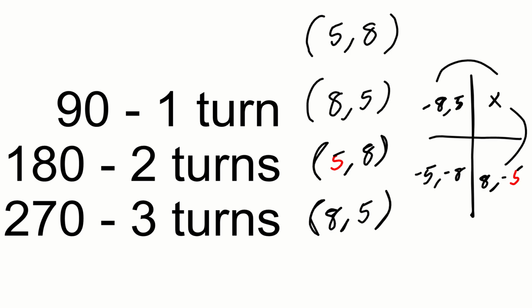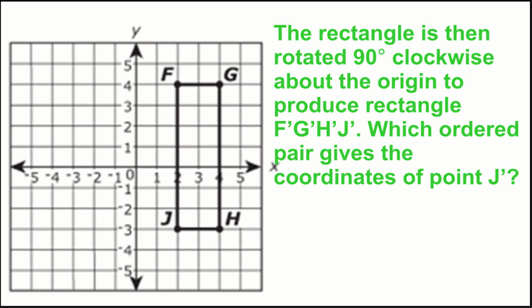None of this is horribly difficult. It's just a lot of things to keep straight with rotations. All right, so let's look at this one. We got rectangle FGA. It's going to be rotated 90 degrees clockwise. We need J prime. So look, we don't need to worry about all the other points, do we? Some problems will have all of the points as answer choices. But this one is just asking about J. So that's the only point we have to worry about.